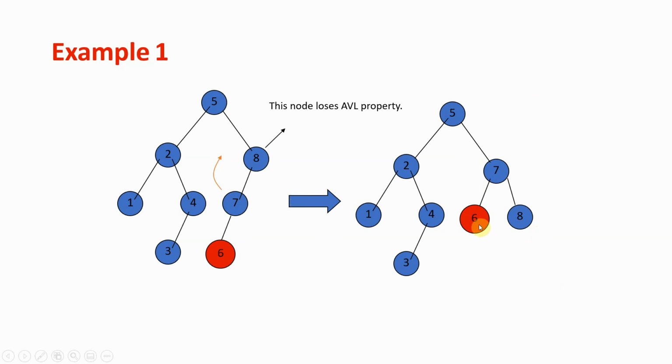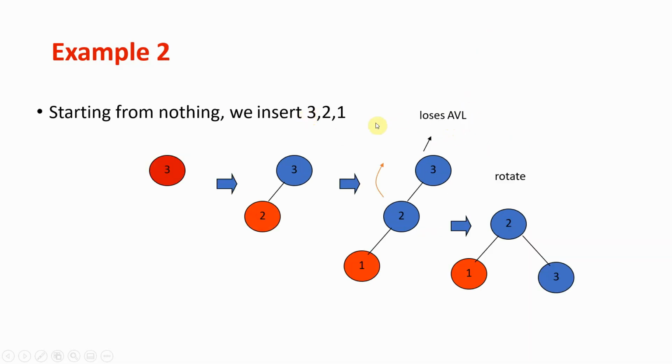So here the balance factor is 0, balance factor is 0, balance factor is 0, and we don't need to check the balance factor for any other nodes, right? We only need to go up to the point where the node lost its AVL property, but you can check that the balance factor for this one is going to be 1, so it still has the AVL property.